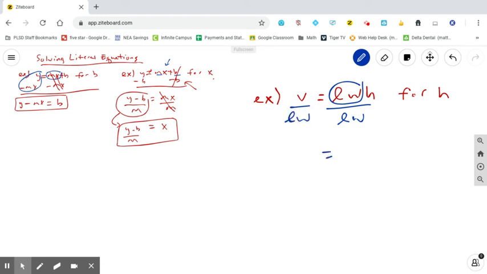Now on the right side, those cancel, leaving me just h. On the left side, I can't really combine v and l and w, so all I can do is write it. Done.